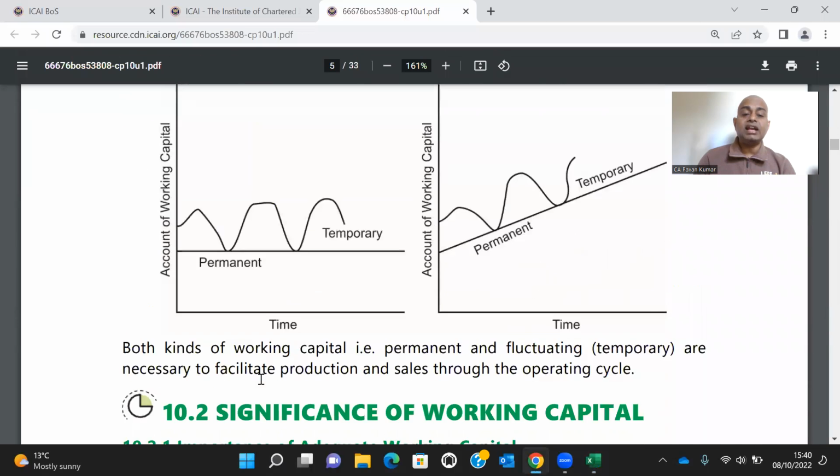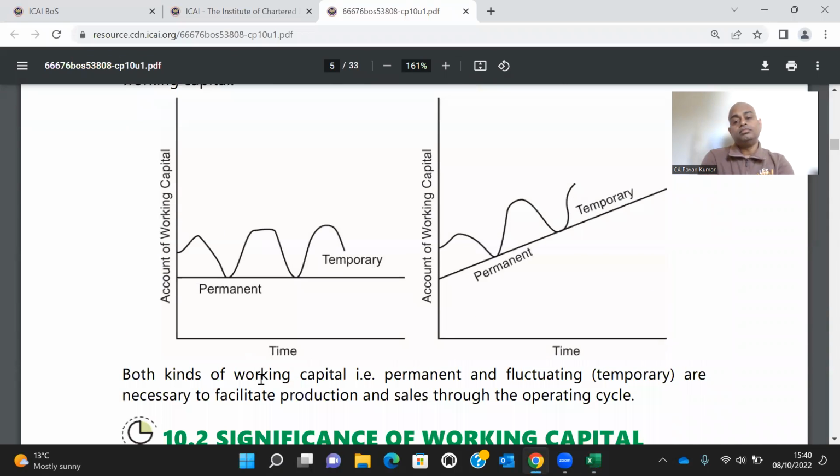So if you look at this diagram, you'll understand. Okay, so permanent is in the nature of fixed. Sometimes that also might increase, like how you see in the second diagram. So in the first diagram, you can see permanent working capital is like a fixed cost, that is horizontal to your x-axis. That means all the time you'll have to maintain this. And over and above permanent capital, there will be some temporary working capital. All these are theoretical concepts. Okay.